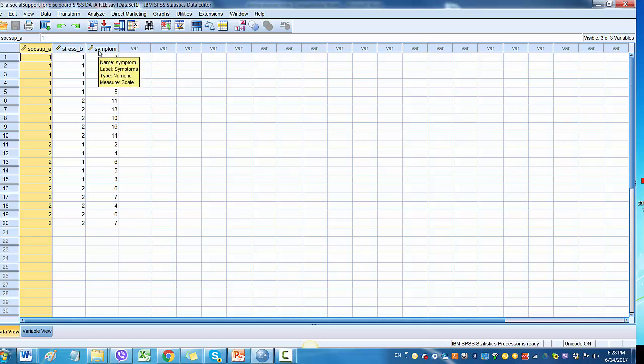One of the assumptions of the ANOVA or ANCOVA is that the outcome variable, the dependent variable, is approximately normally distributed, and the other two are categorical. So you can check this normal distribution from a histogram or frequency distribution.